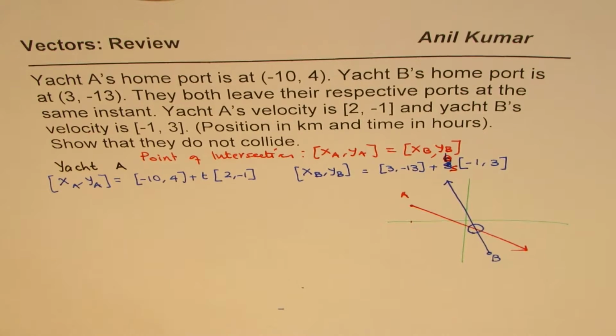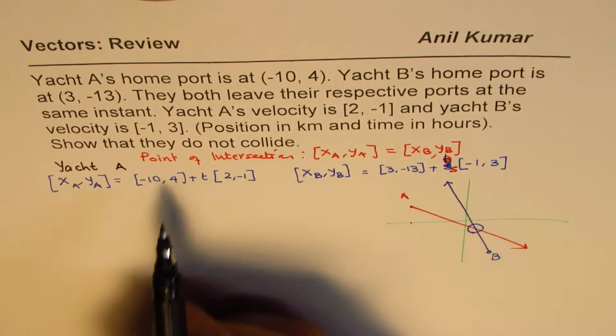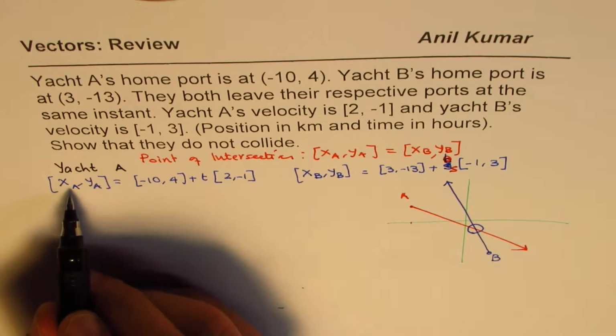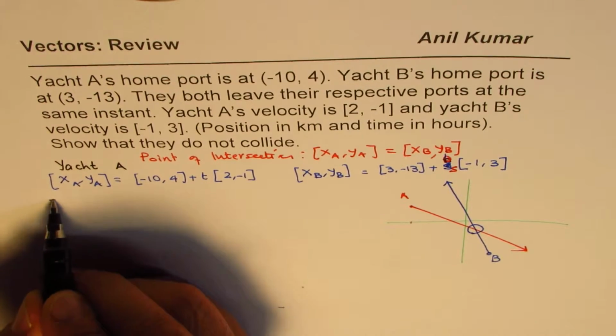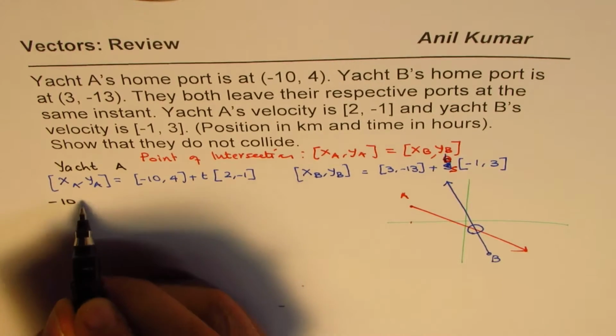Okay. Now with this in mind, what I'm going to do is write down my equations. So xa is equal to -10 plus 2t.